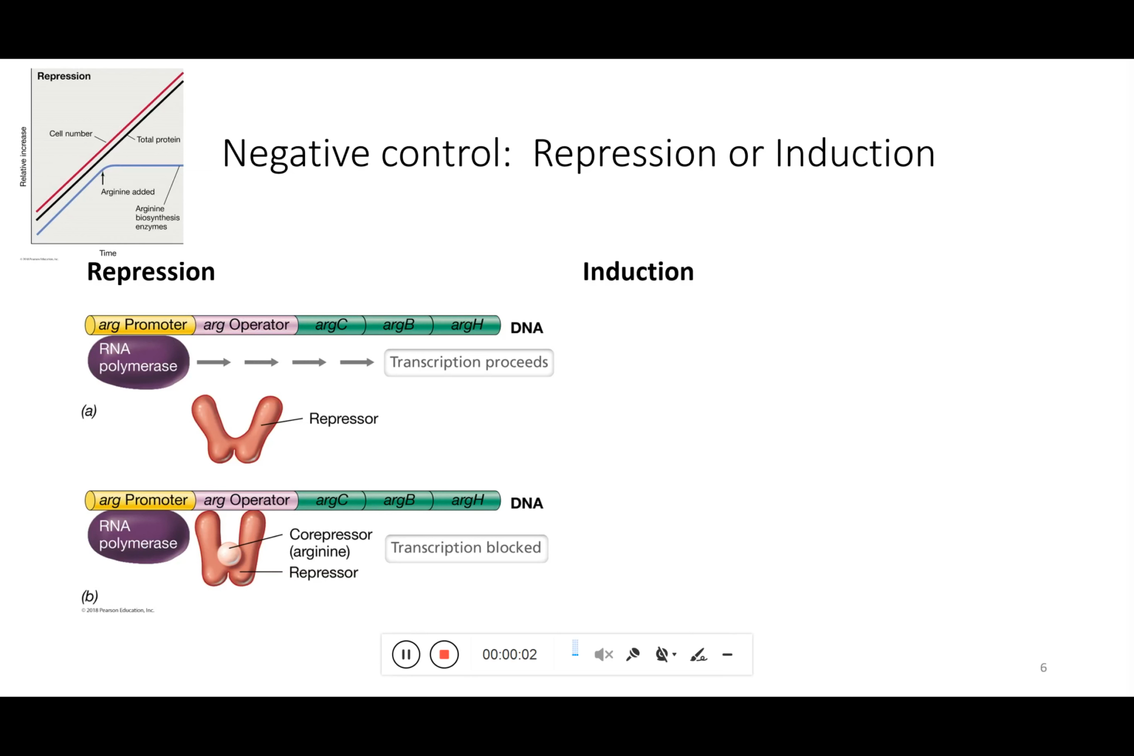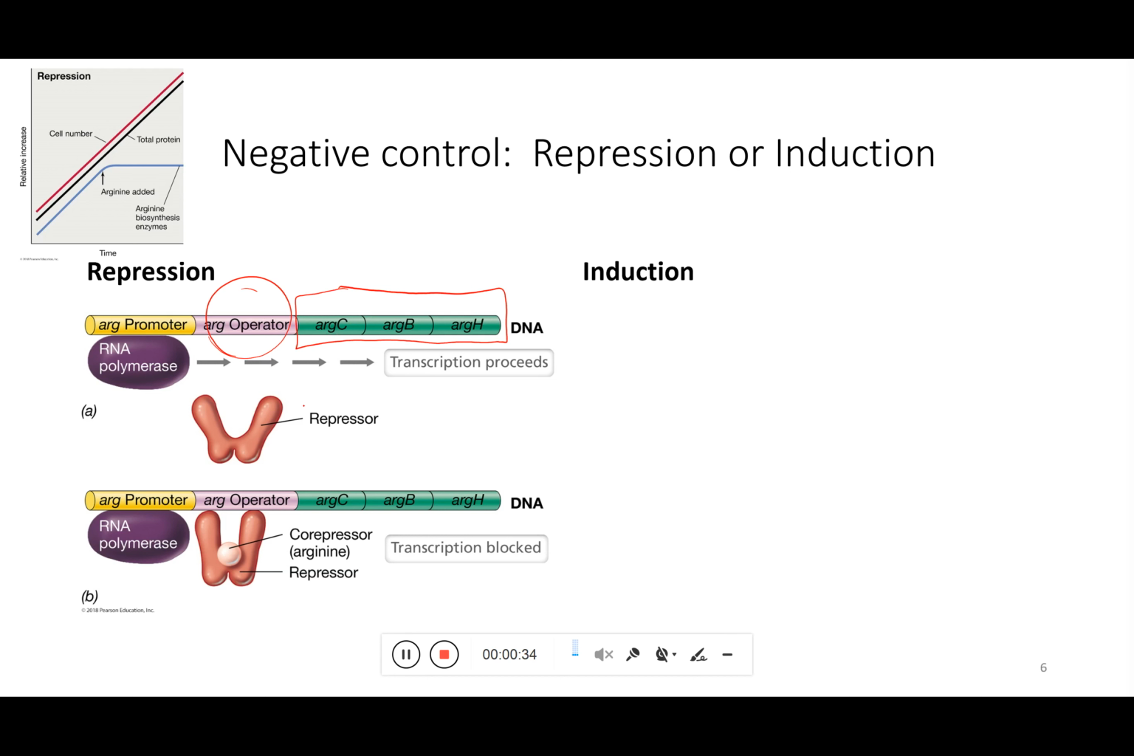The control of genes is typically found upstream of the gene. In this case, we've got a couple of operons that are under negative control. Negative control implies that they're going to be repressed or induced through use of the operator. So the operator is immediately upstream of the gene. It could be one gene or an operon in this case. So these are your genes. The operator is located immediately upstream.